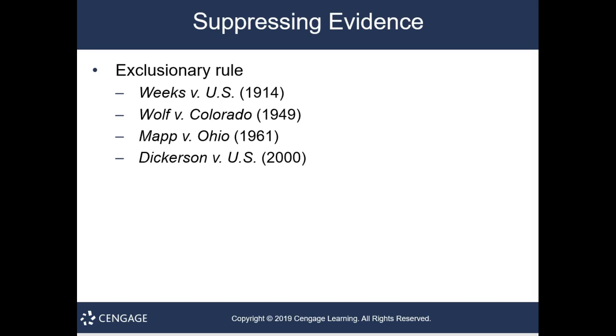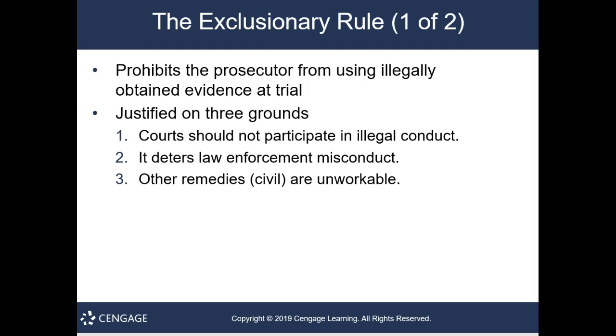Now, there's no constitutional requirement for the exclusionary rule. It's a rule enforced by the courts as a way of enforcing the constitutional rights of criminal defendants. By the way, there is no exclusionary rule in civil cases. So if we did find illegally obtained evidence, we can use it in a civil case. We cannot use it in a criminal case, for the most part.